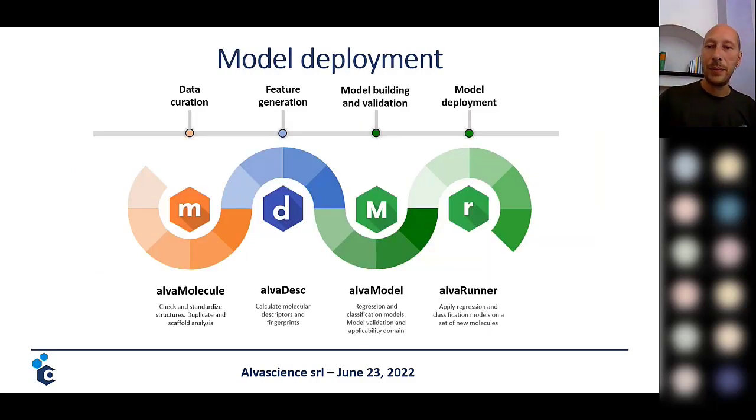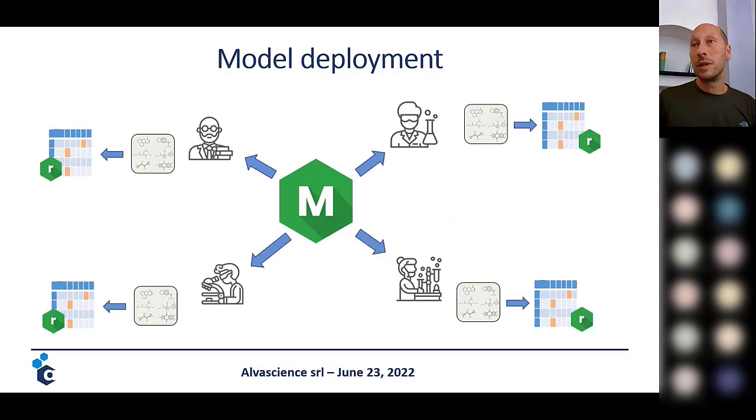As I said before, the last step is the model deployment. So we have built our models using AlvaModel, and then we want to share our models. We want other people to use them. And this is typically an overlooked task.